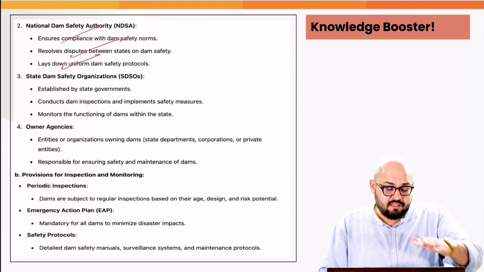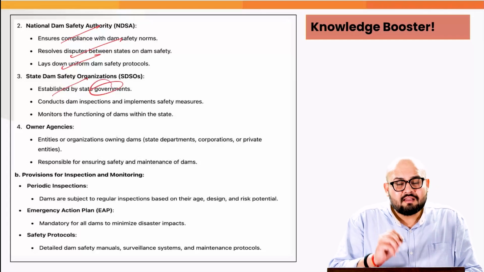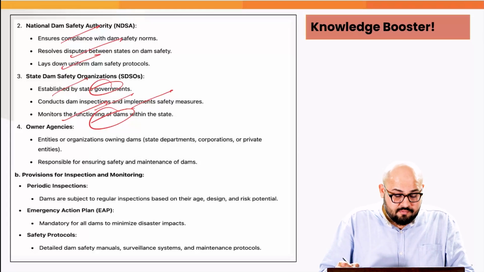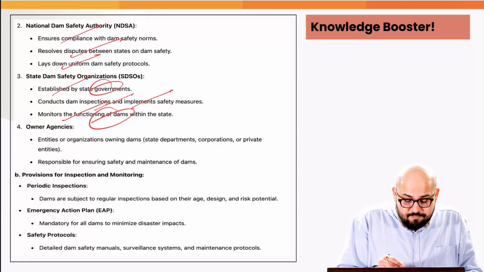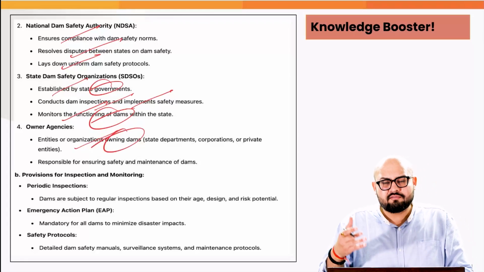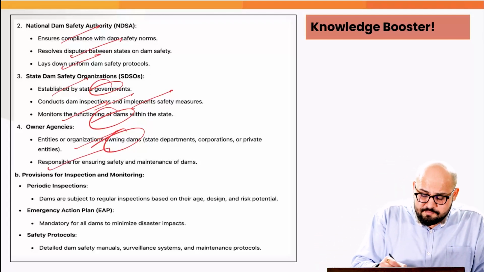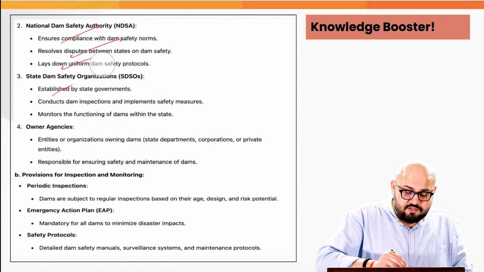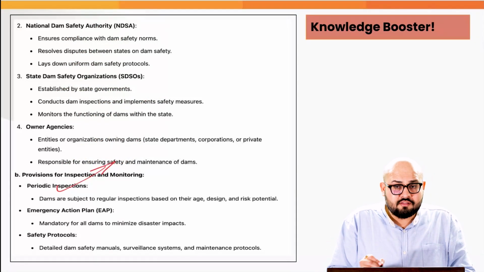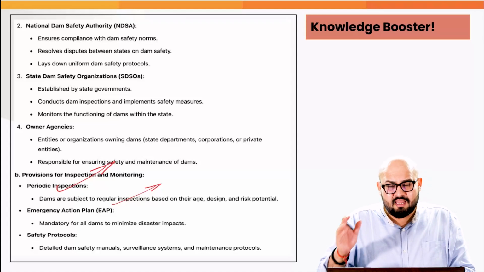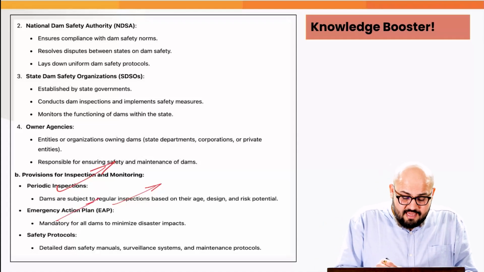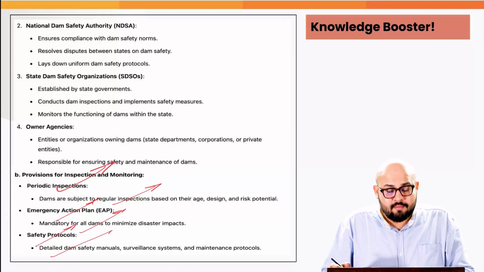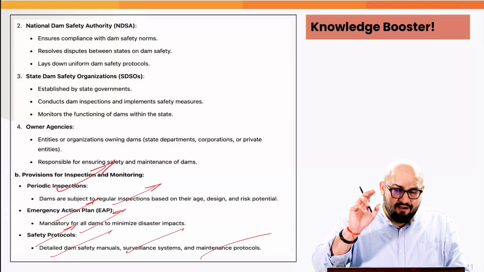Then you have state dam safety organizations established by the state governments, which conduct dam inspections, implement safety measures, and monitor the functioning of these dams. Then we have other owner agencies and entities or organizations owning dams. We can have state departments or corporations, right, responsible for ensuring the safety and maintenance of these dams. Then what are the provisions for inspection and monitoring? We have periodic inspections. Dams are subject to regular inspections based on their age and other parameters. Then we have an emergency action plan, mandatory for all dams to minimize the disaster risks. Safety protocols, detailed dam safety manuals, surveillance systems and maintenance protocol have to be maintained, right?